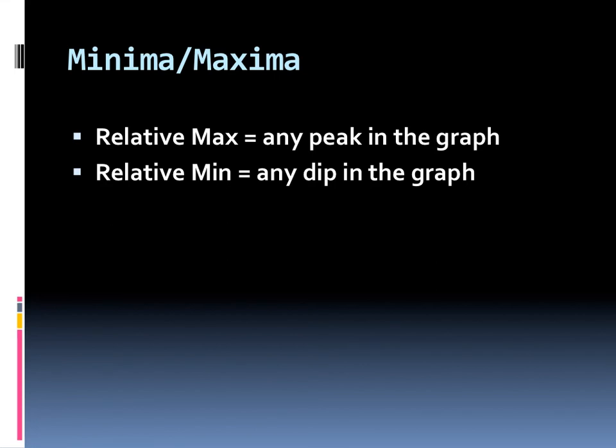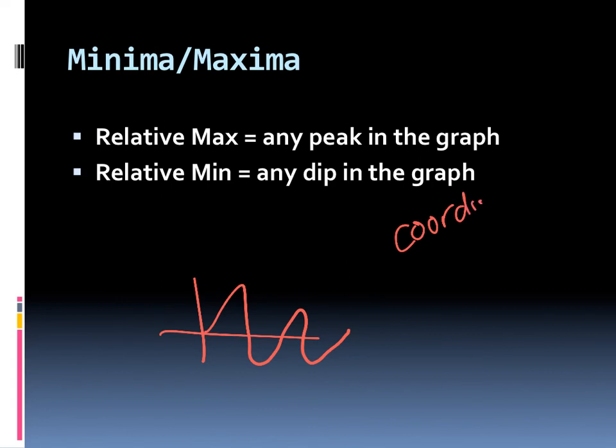Max and min. It's called relative max and min because it can be more than one. A graph that goes up and down and up and down and up has more than one max, and it can have more than one min. The relative min is a dip in a graph. These are given in coordinate form, x, comma, y. An absolute max, there's only one absolute max, and an absolute min, there's only one. Like a parabola has an absolute max or an absolute min. Those are different. These can have multiple ones.